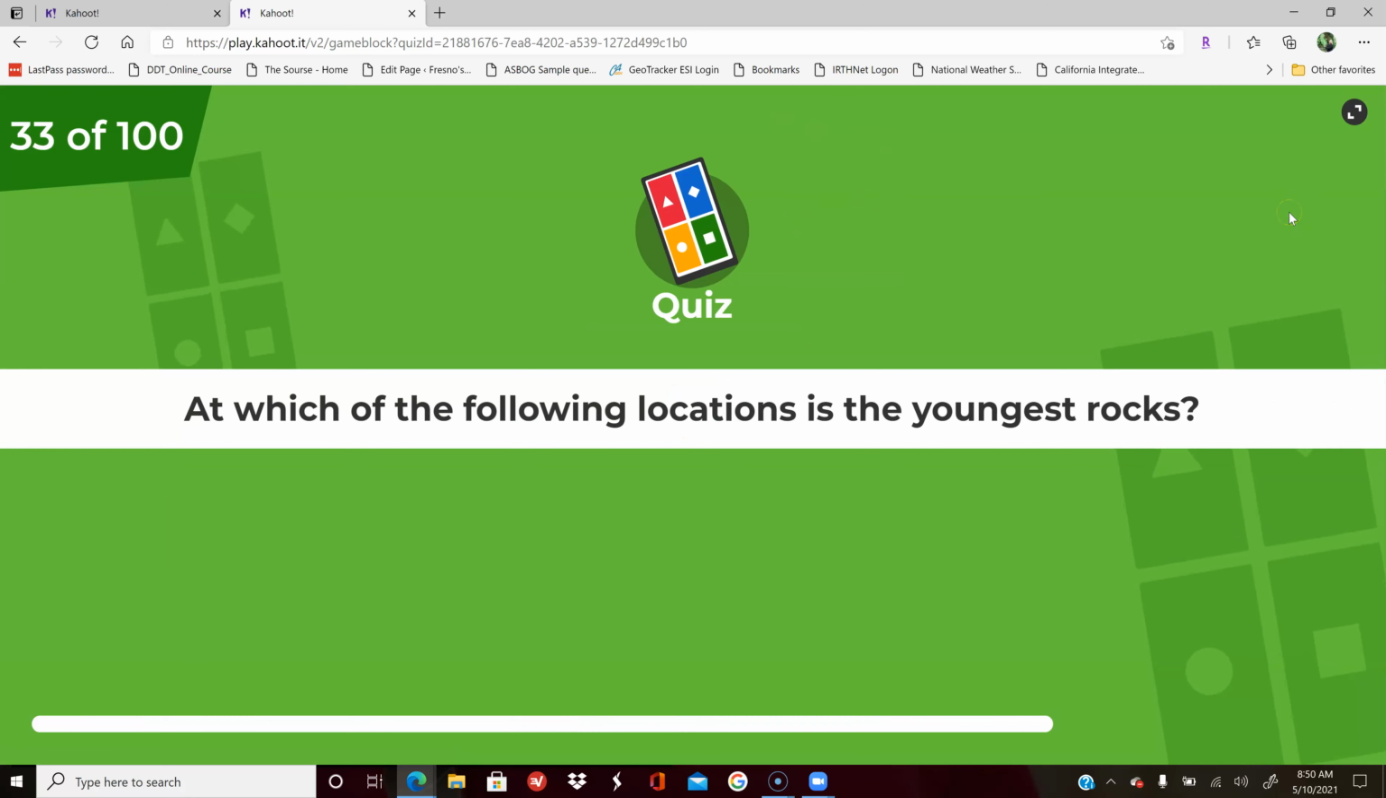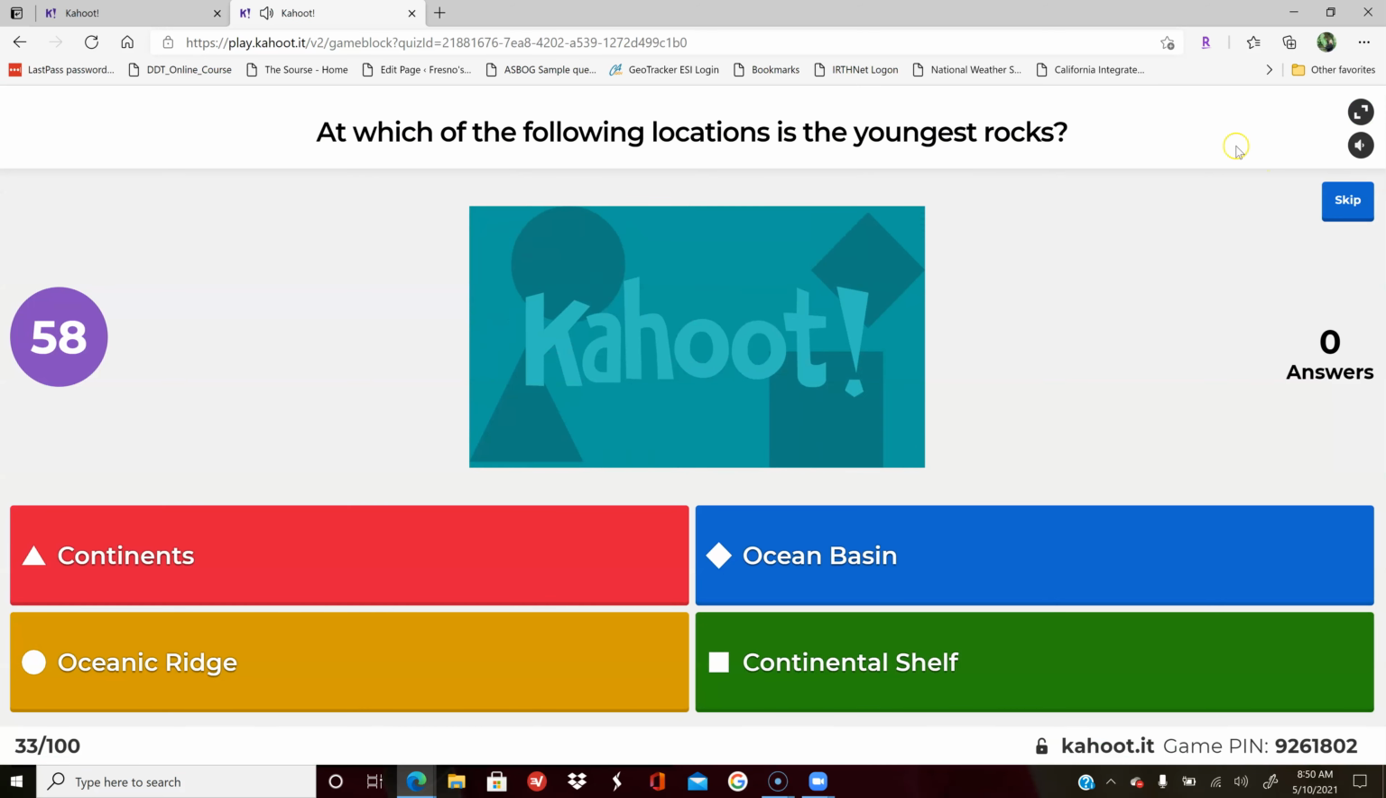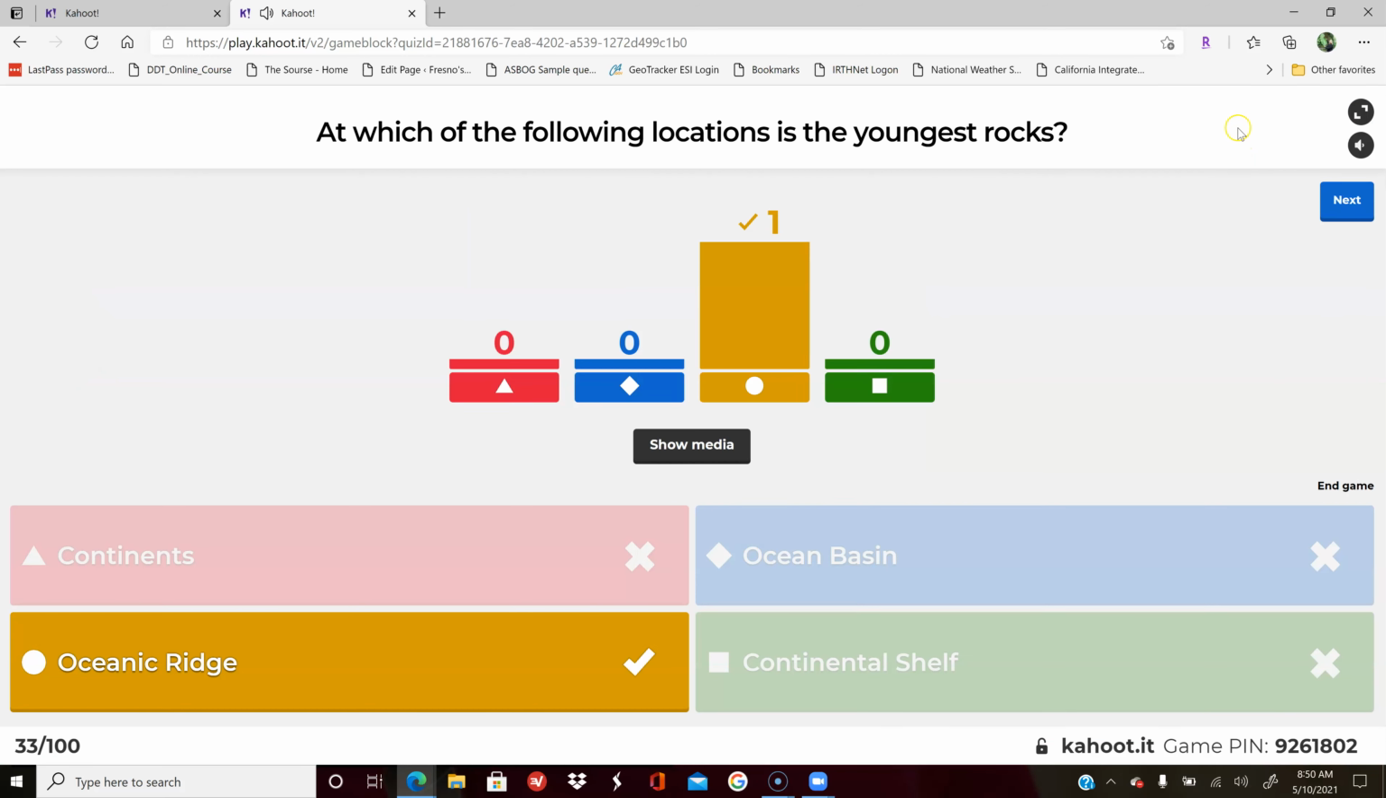At which of the following locations is the youngest rocks? On the continents, the oceanic ridge, the ocean basin, or the continental shelf? The oceanic ridge, because this is where two plates are pulling apart in a divergent plate boundary. Material is filling in the void that is created from the two plates diverting, and the youngest rocks are then created there.